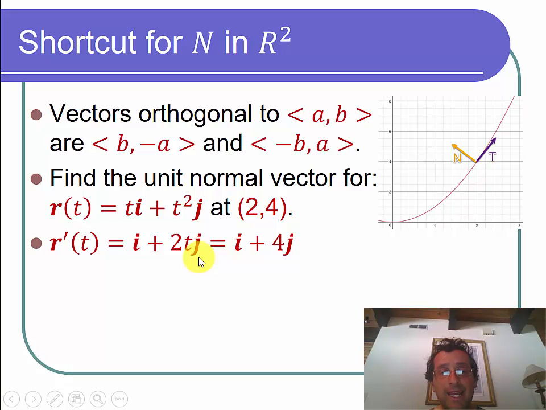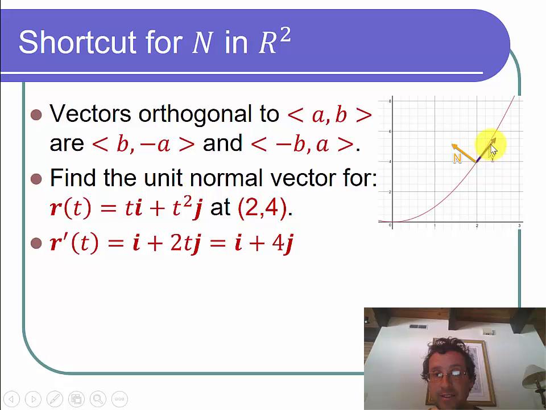And now we're supposed to plug in (2, 4). Now, what that really means is we want to find the t so that you get (2, 4). So here, the easiest is we have ti is supposed to be 2i, so t is 2. You could also say t squared j is 4j, so 2 does work. Notice that. Negative 2 would work too, but then you wouldn't get t being 2 for the i component. So that means that t is equal to 2, and because of that, 2 times t is 2 times 2 is 4, and r prime of t will be i plus 4j.